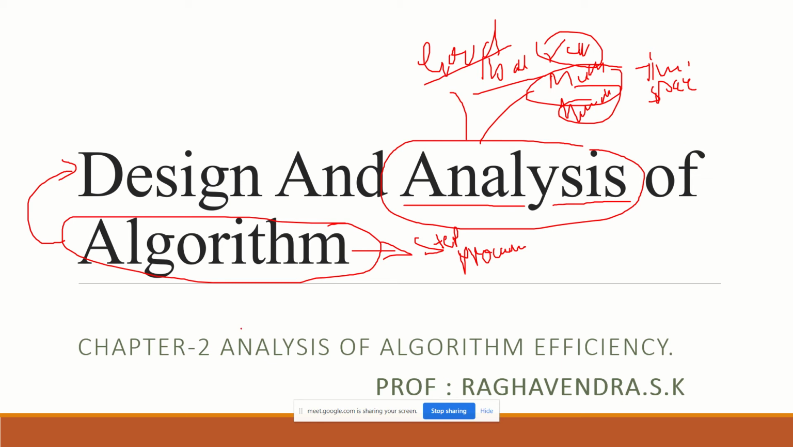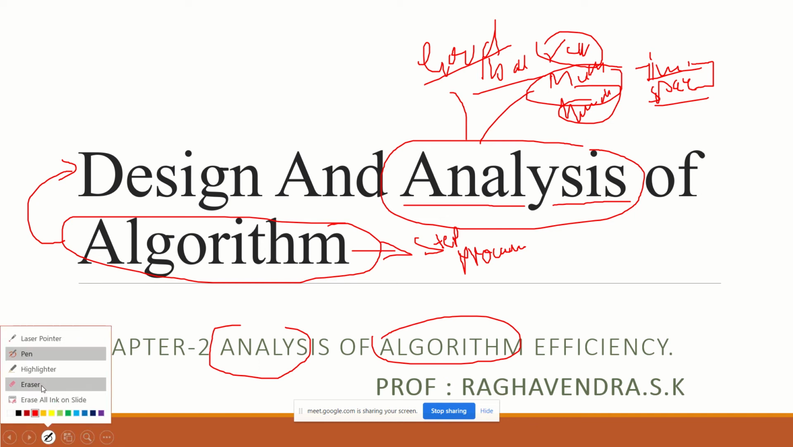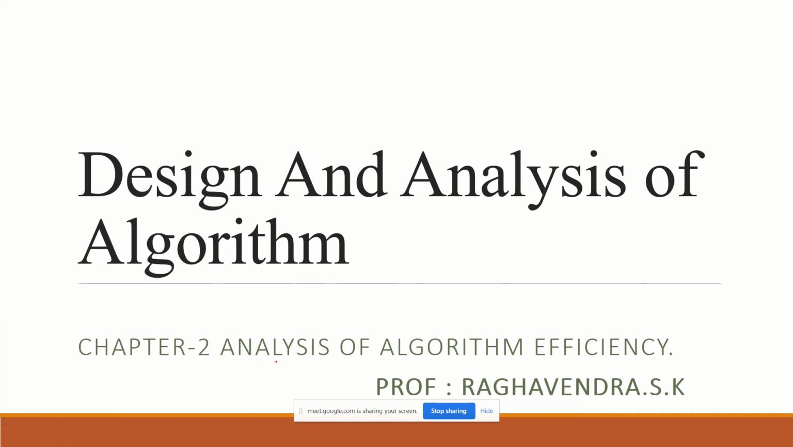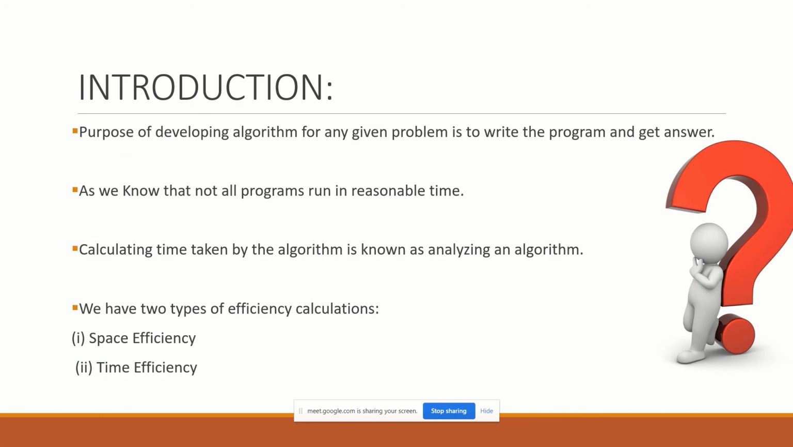So that is what analysis of algorithm efficiency is. How efficient is my algorithm? The terminologies that measure the efficiency are time and space. This is what we discussed in the very first slide. Now we'll move to the next slide. There we had discussed the introduction.